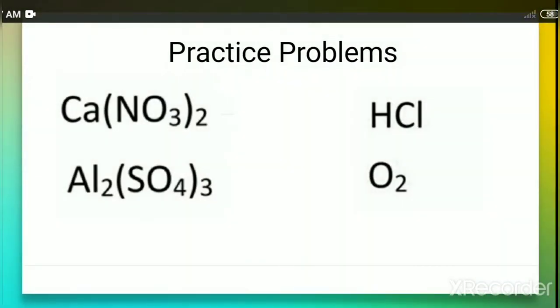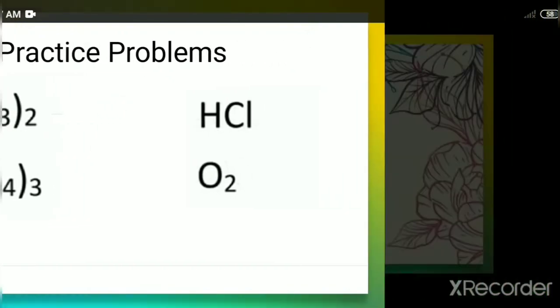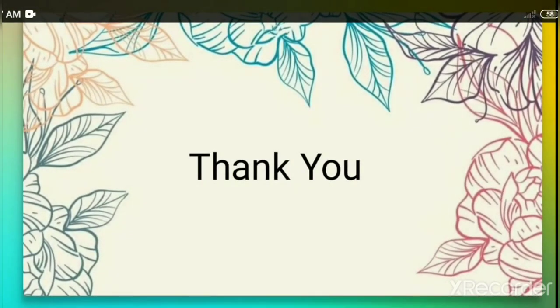These are some questions given for practice. Do them in the same way I have done here, and find the molecular mass of each, in your notebook. This is all we have discussed about molecular mass: what molecular mass is, how to calculate it, and its relation with atomic mass. The further details of this chapter will be discussed in the next video. Thank you everyone.